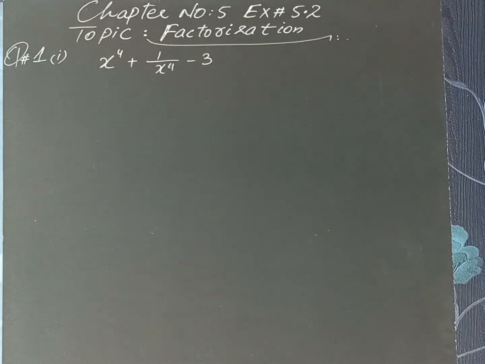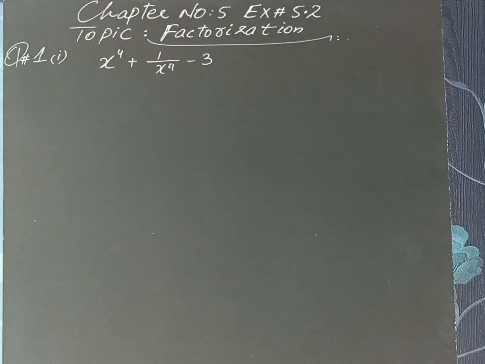We have read many types of factorization before. Today we will discuss two more types of factorization. In Exercise 5.2, question number 1 we are going to solve. In question number 1, six parts are given. I will solve a few of them so that both types of factorization are covered.